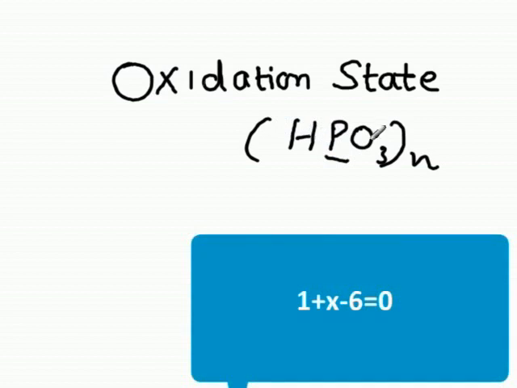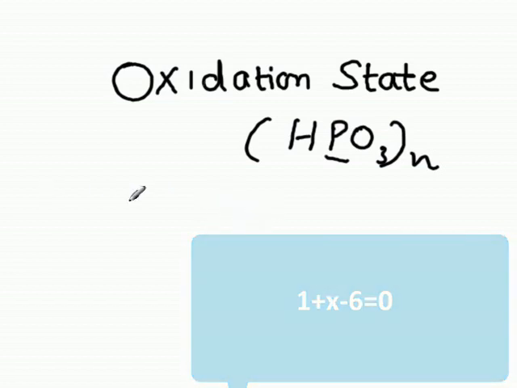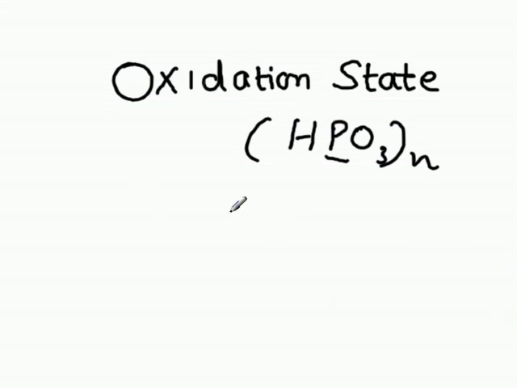Now let us find out. We can substitute X for P. You know hydrogen to be +1 and oxygen to be -2. So X plus 1 minus 6 is equal to 0. X is equal to +5. So in the following options, the fourth option shows +5, and therefore option 4 is right.